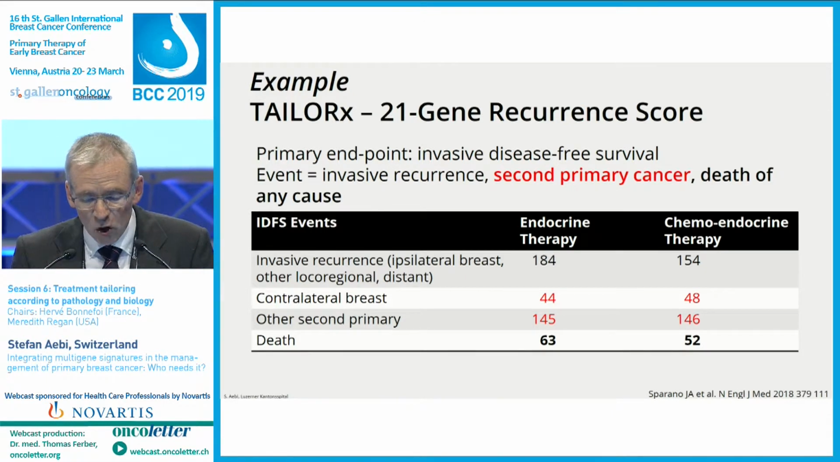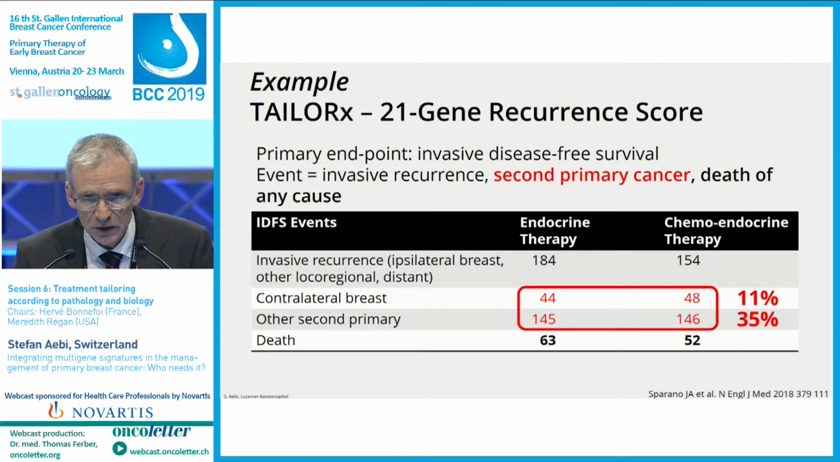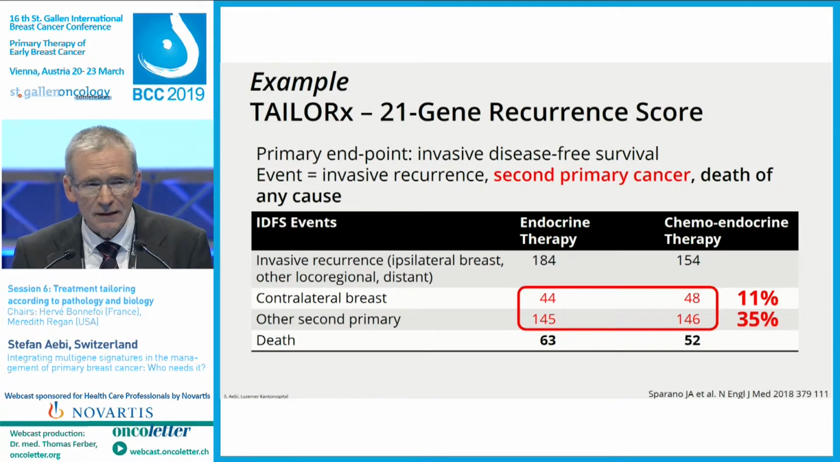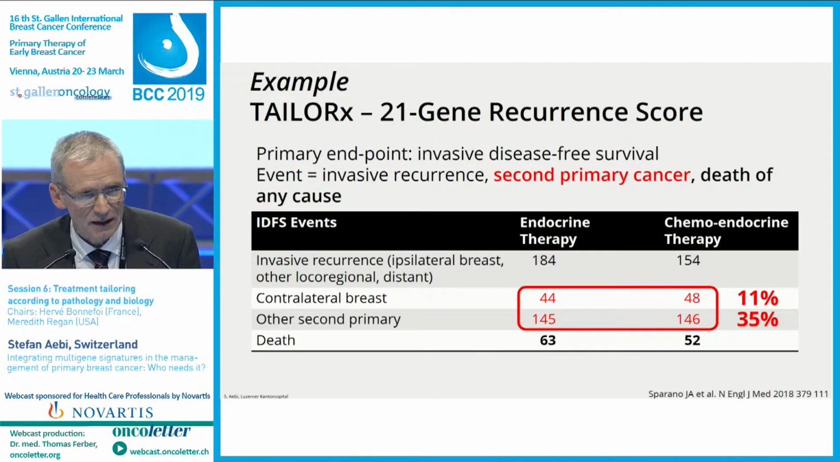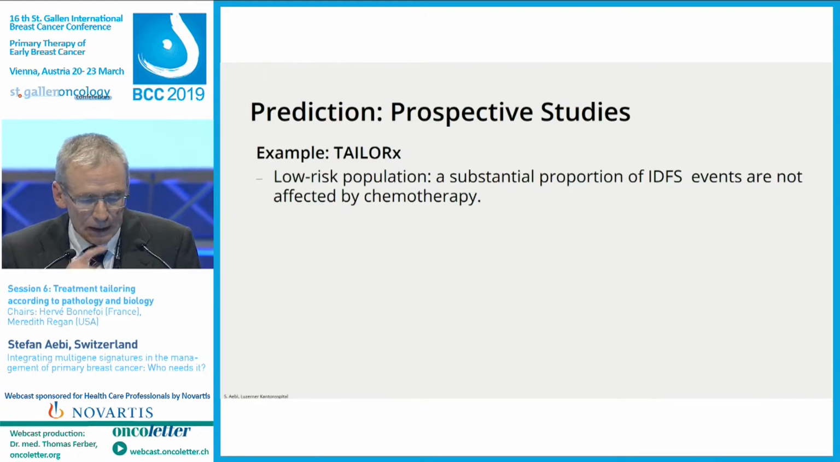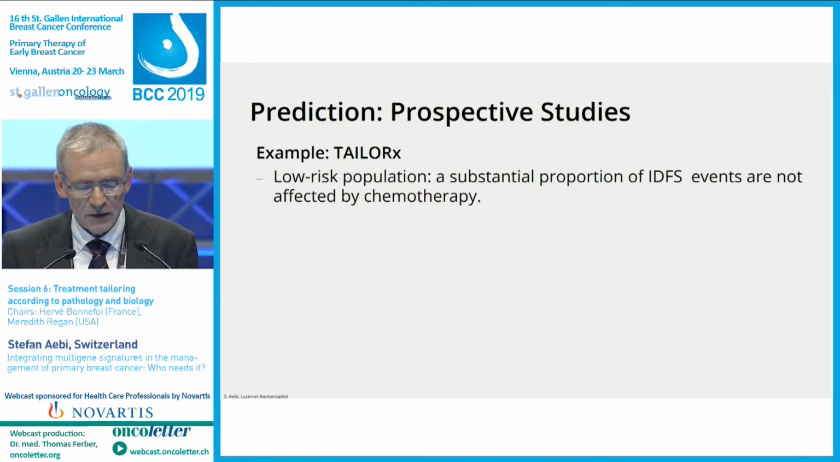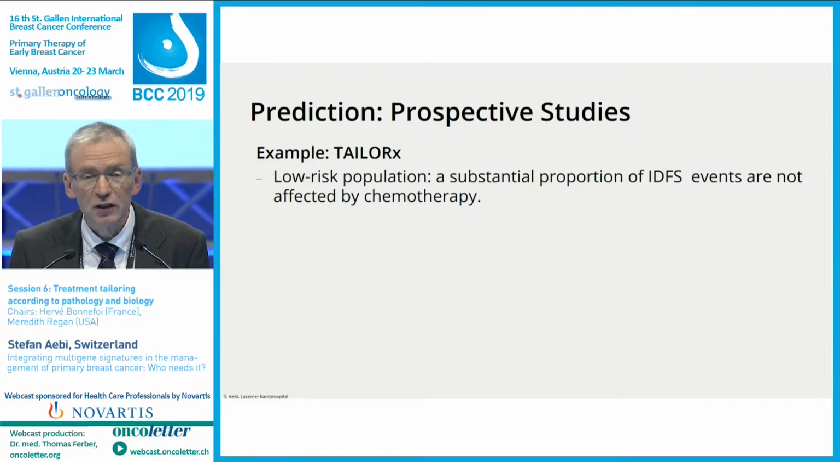Now, if you look at all the events that happened, you will see that almost 50% of the events that contribute to this endpoint were contralateral breast cancer and other secondary primaries. So these 2 events are unlikely to have been influenced by the chemotherapy, and they dilute a potential effect of chemotherapy. So for TAILORX, we had the low-risk population. A substantial proportion of IDFS events are not affected by chemotherapy.